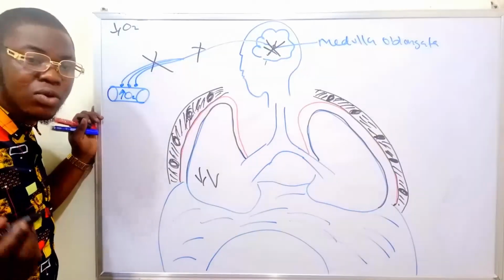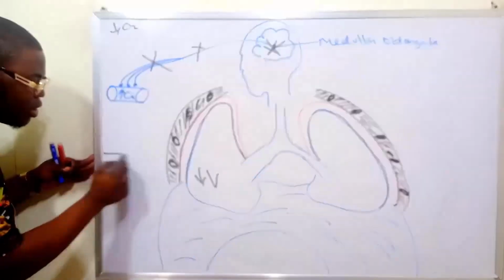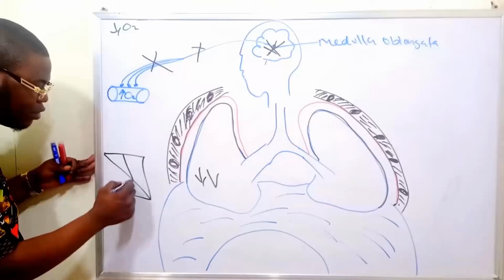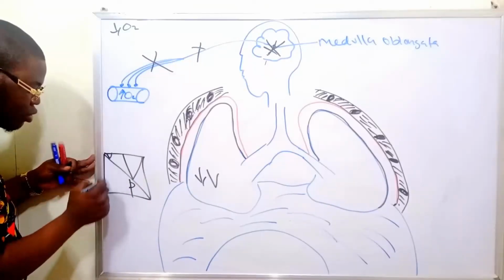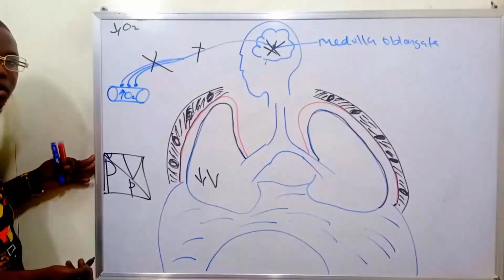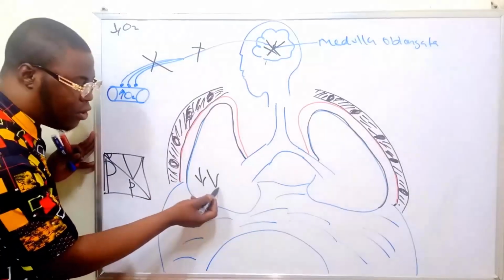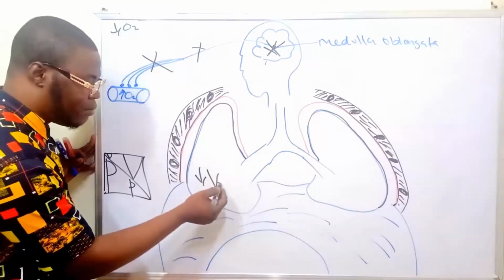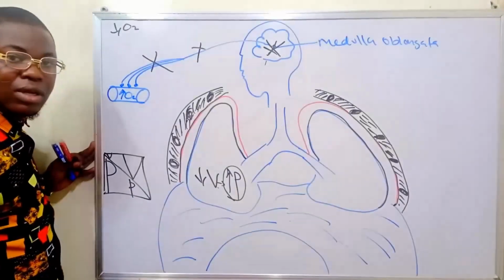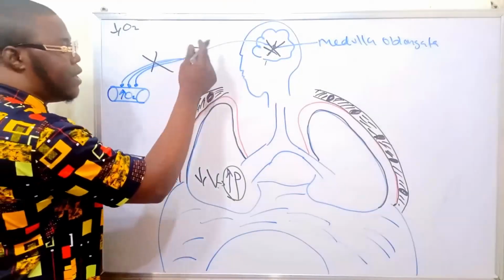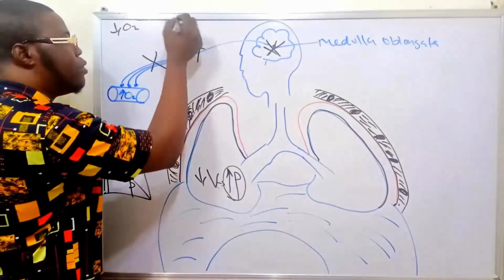And according to Boyle's law, we said once we have an increase in volume, we have a decrease in pressure. But if we have a reduction in volume, we are going to have an increase in pressure. So because the volume of the lungs has been reduced, automatically the pressure will be what? The pressure will be increased.